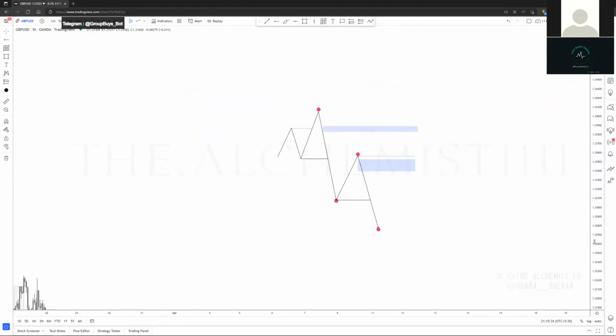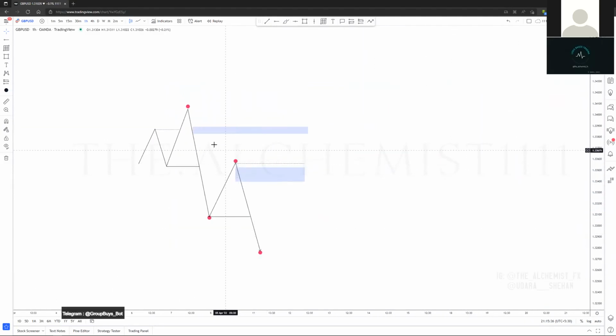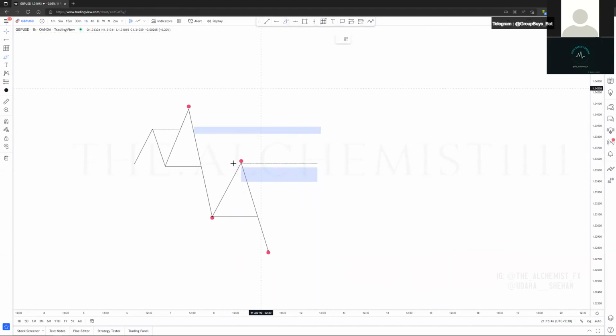Now let's say right above this liquidity, we have a rejection block. Then we're going to choose that. Let's say above that, we have an order block. Then we're going to choose that. Let's say above that, we have a breaker block. Same thing, we're going to use that. So everything depends on where the liquidity is. This is what's important.